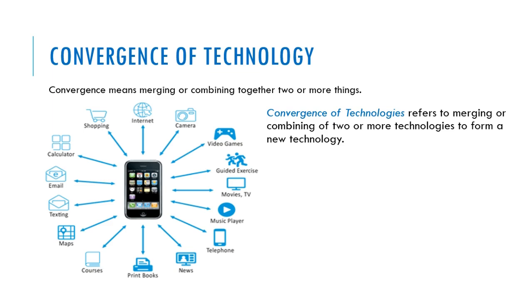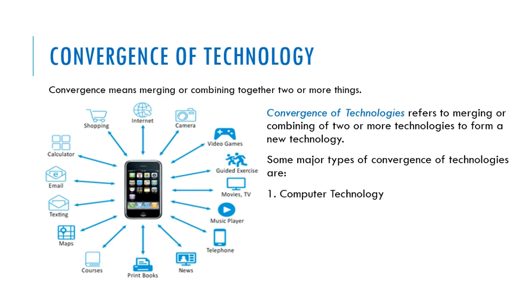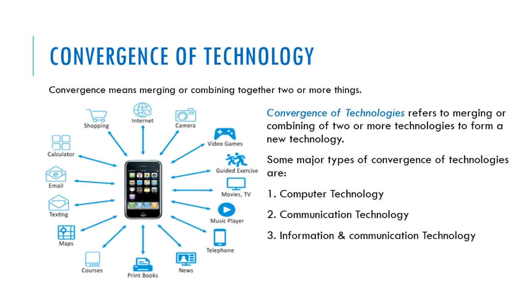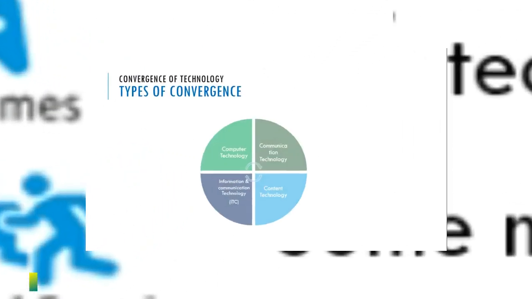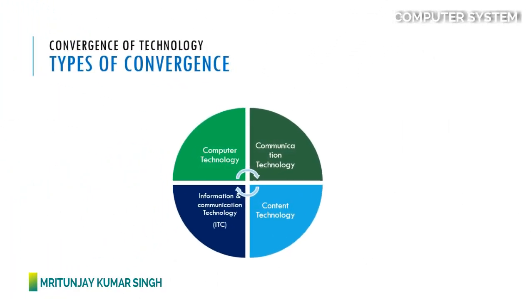Before that, let us see the different types or categories of convergence of technologies. Some major types of convergence of technologies are: number 1, computer technology; number 2, communication technology; number 3, information and communication technology; and number 4, content technology. Let's see one by one in detail. So as we know, there are four types of convergence of technologies, that is computer technology, communication technology, information and communication technology, and content technology.